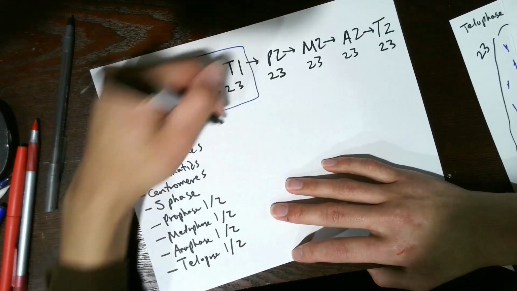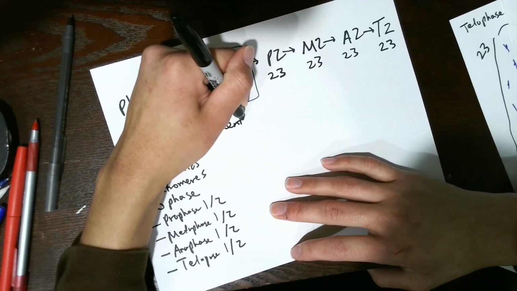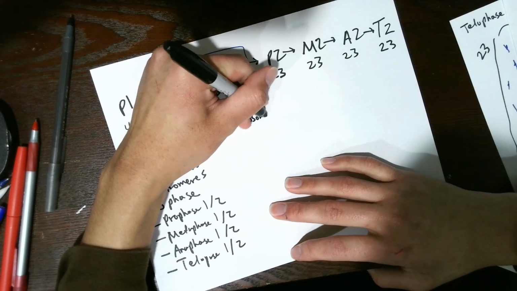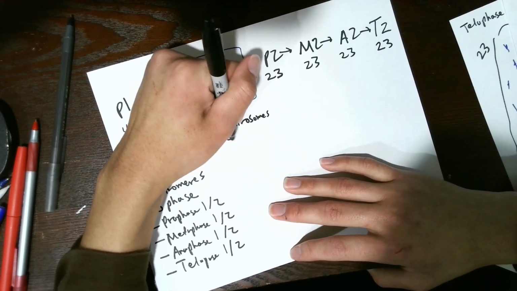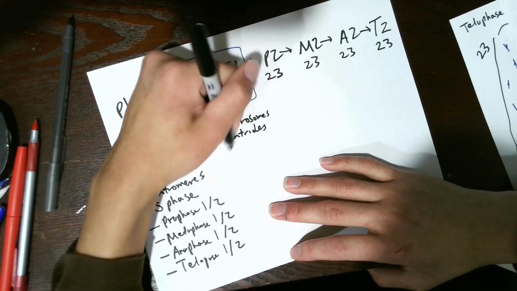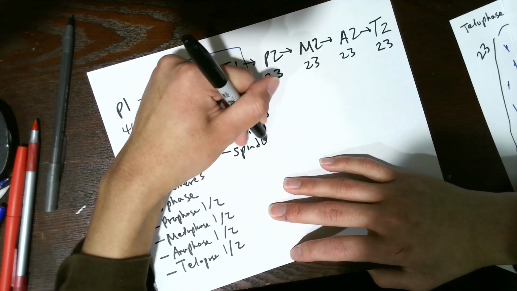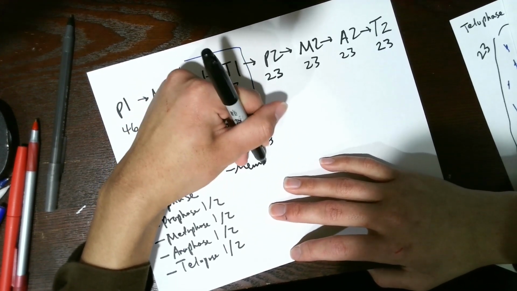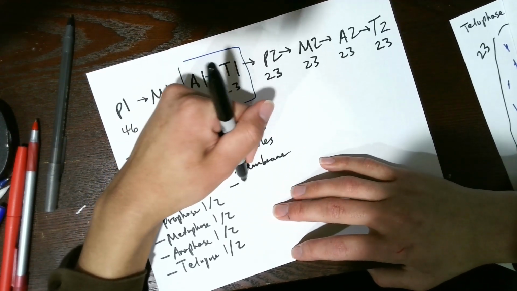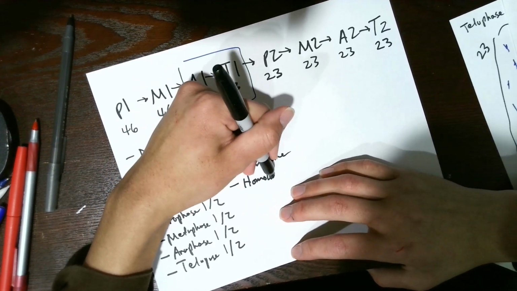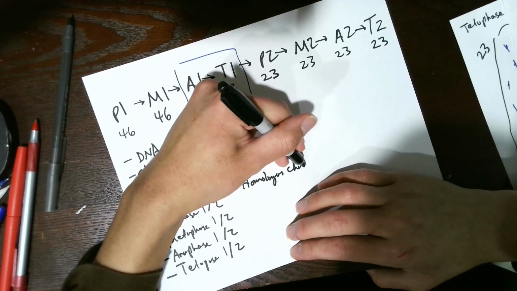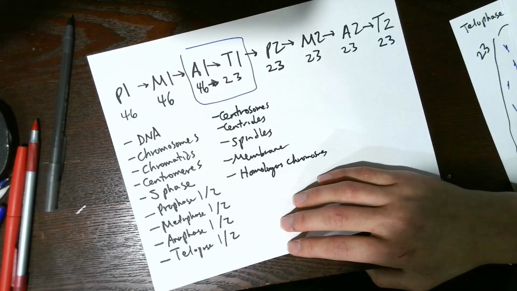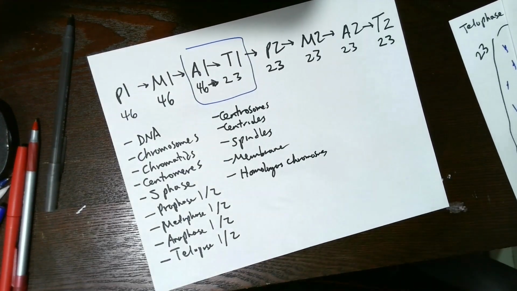And then we also talked about some other parts too, such as centrosomes or centrioles. We talked about spindles. We talked about the membrane. Oh, we talked about homologous chromosomes. That's a big one. Alright, those are the big ones I can come up with off the top of my head.